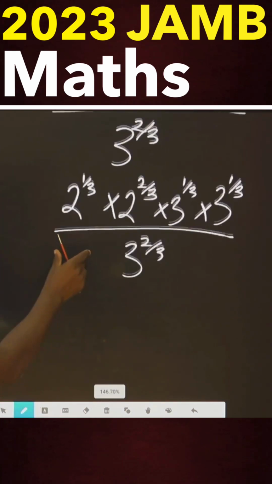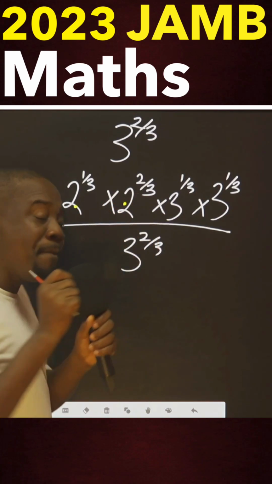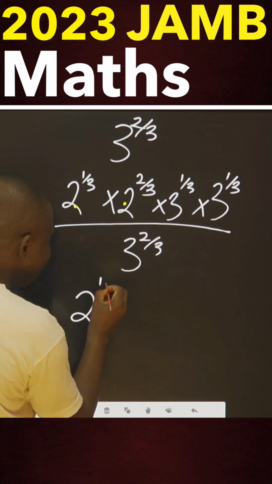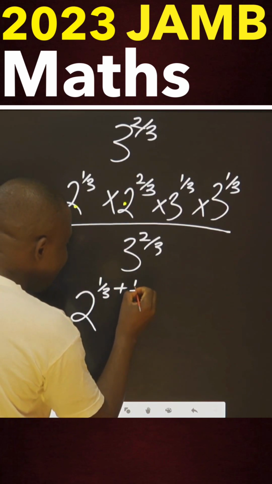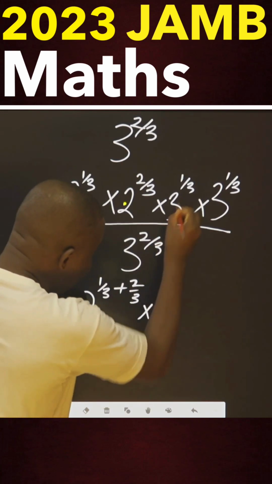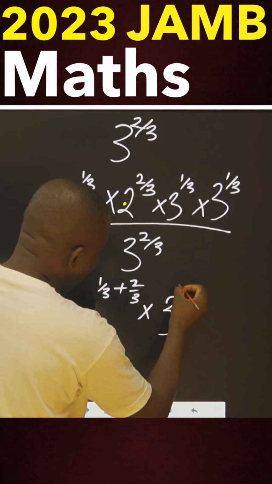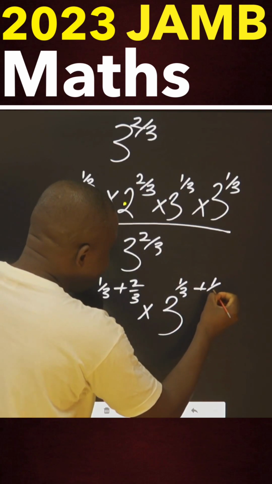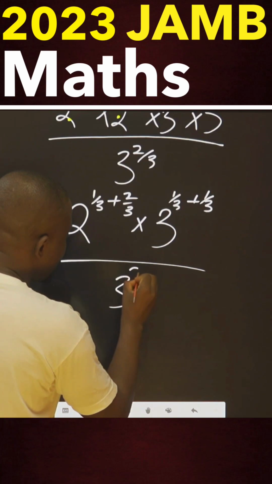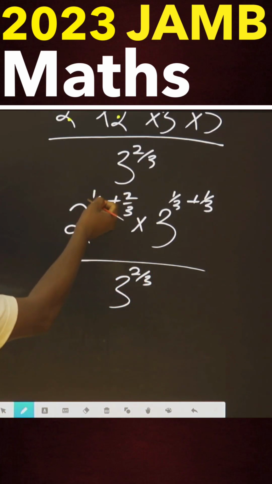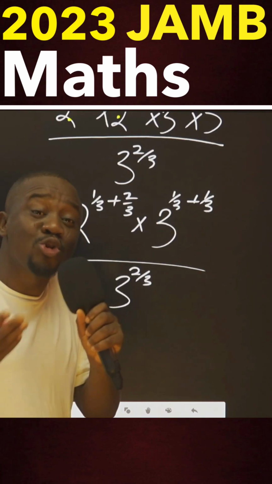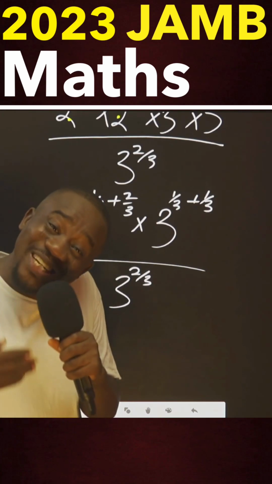Let's continue now. Because this and this have the same base, we take one of them, we combine the indices together. That is the powers. The same thing with these guys. Because the bases are the same, we also combine these together, all over 3 to the 2 over 3. Now this one, you need to add them together. This is primary school. 1 over 3 plus 2 over 3. That is 3 over 3.